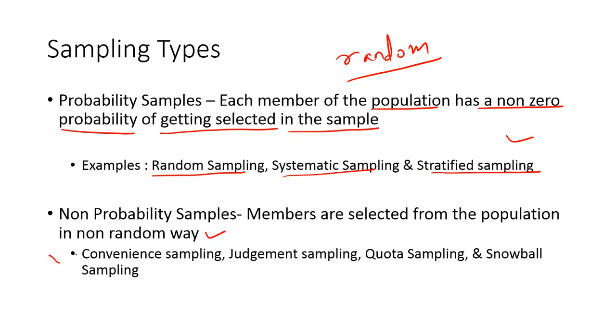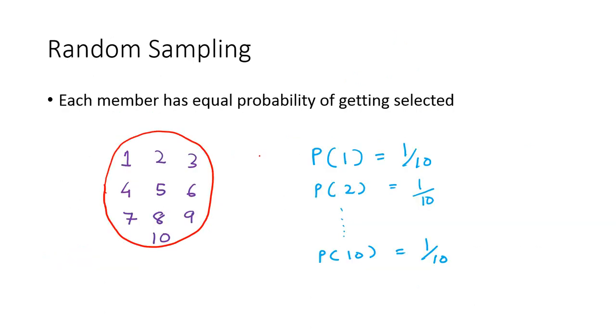And the famous examples are convenience sampling, judgement sampling, quota sampling, snowball sampling. So let's try to understand what the sampling techniques are, what the probability sampling techniques and the non-probability sampling techniques we have just mentioned in this particular slide.